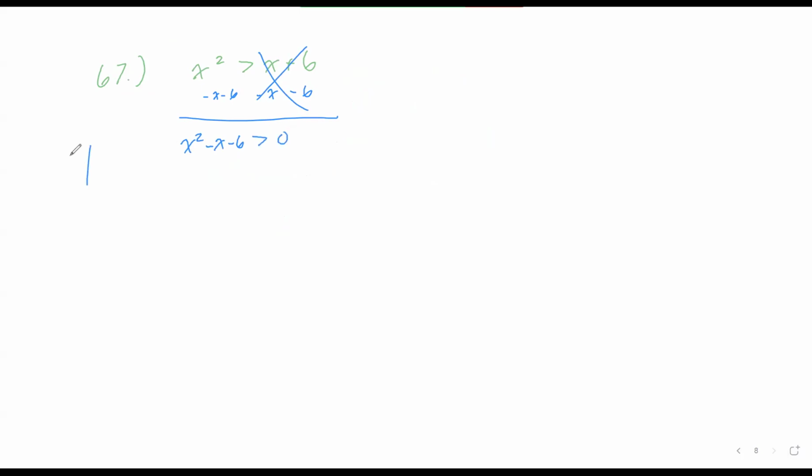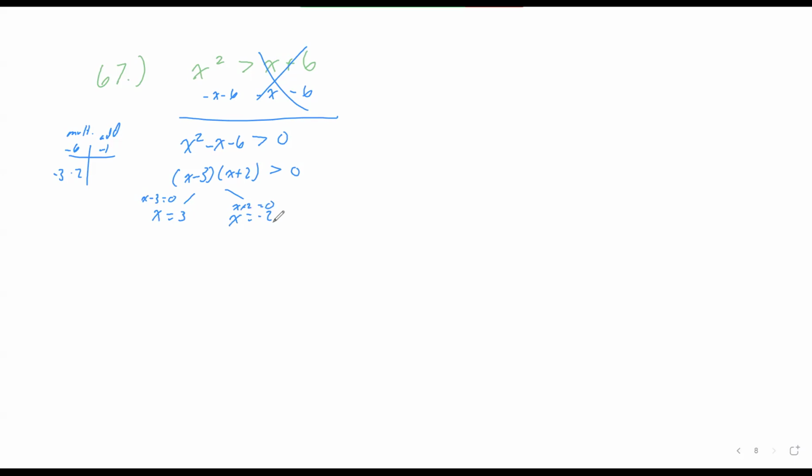I'll factor this like normal. So I'm multiplying to -6, adding to -1. So it's -3 and 2. That gives me x minus 3, x plus 2. And this will give me x equals 3 and x equals -2. I went ahead and just solved them, but if you need to see it, this is what I did.